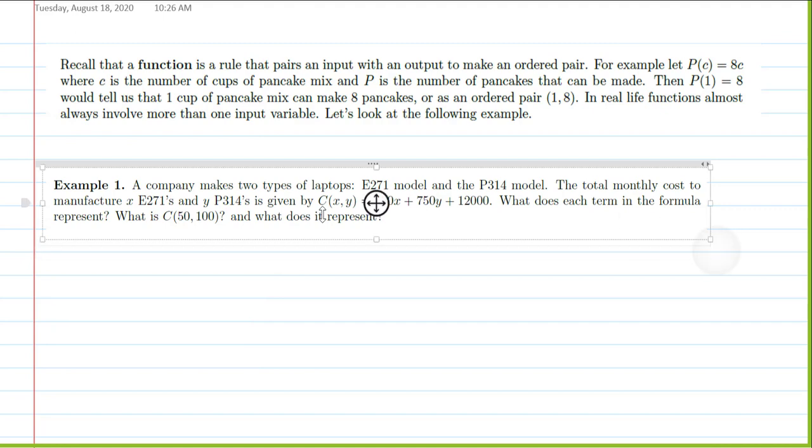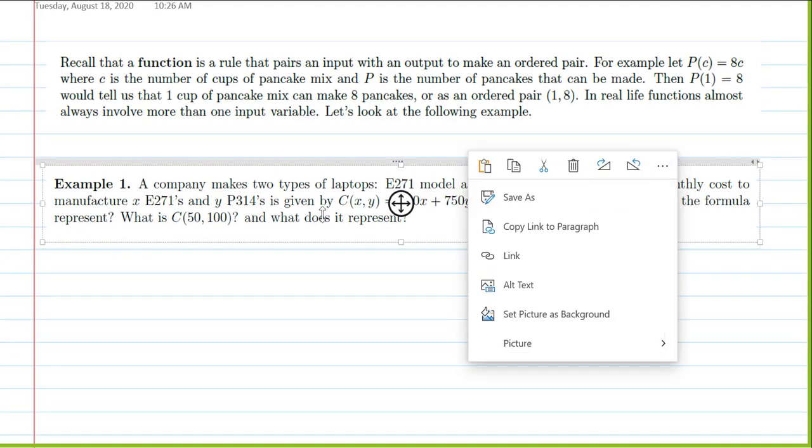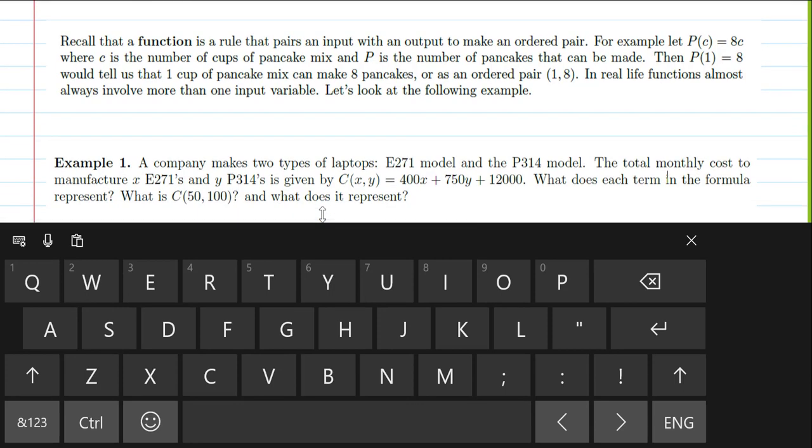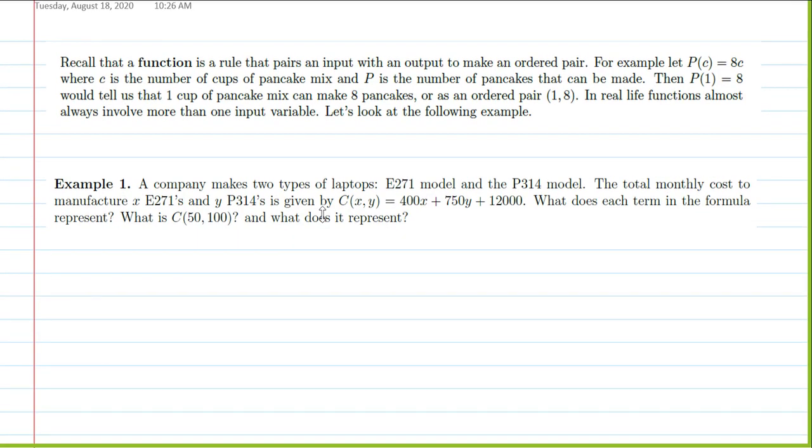So it says, a company makes two types of laptops, the E271 model and the P314 model. The total monthly cost to manufacture x E271s and y P314s is given by the cost function C of x, y is equal to 400x plus 750y plus 12,000. So we want to analyze this and answer the following questions. What does each term in the formula represent? And what is C of 5, 100? And what does it represent?